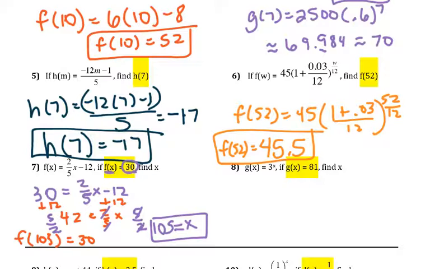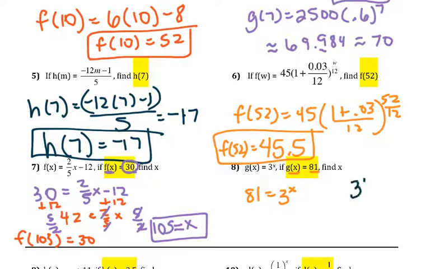Okay, number 8, same thing, g of x is equal to 81, so I'm going to write 81 is equal to 3 to the x power. Now this is a different sort of equation, and we don't right now have the skills to be able to solve something like that. So this is going to be more of a guess and check situation. 3 to what power is 81? So you're going to try some things.